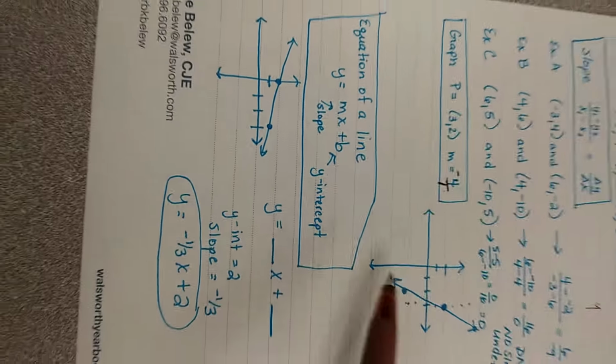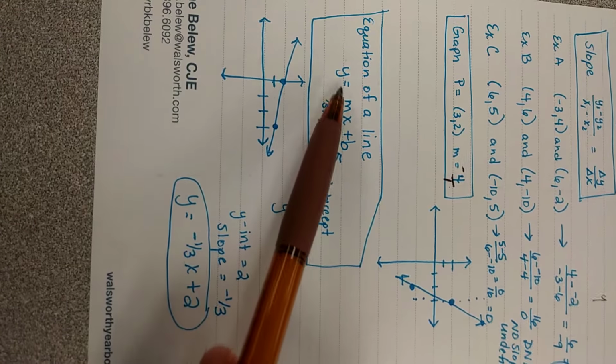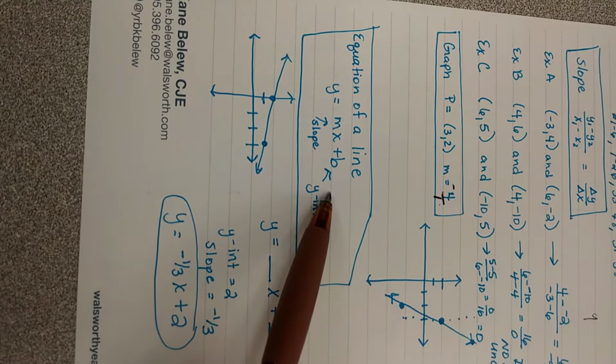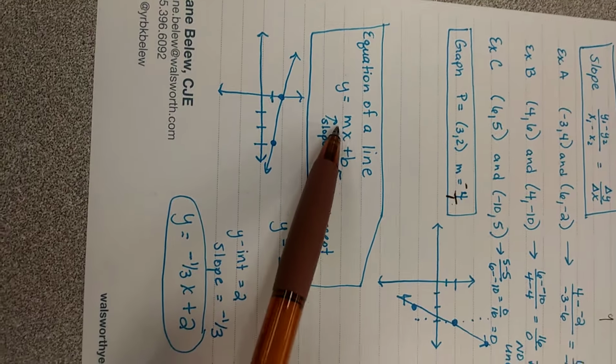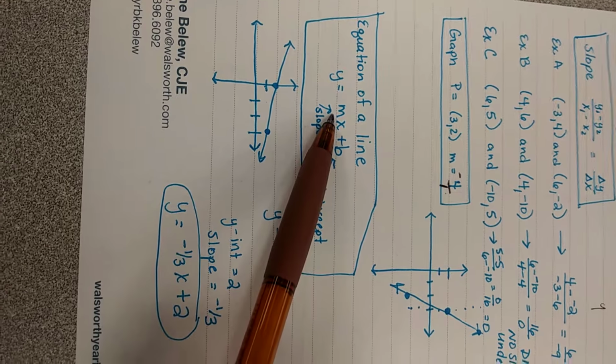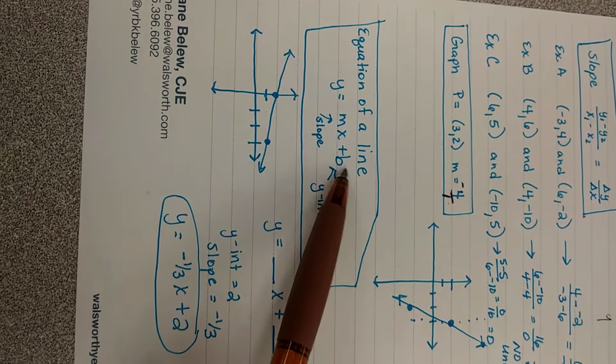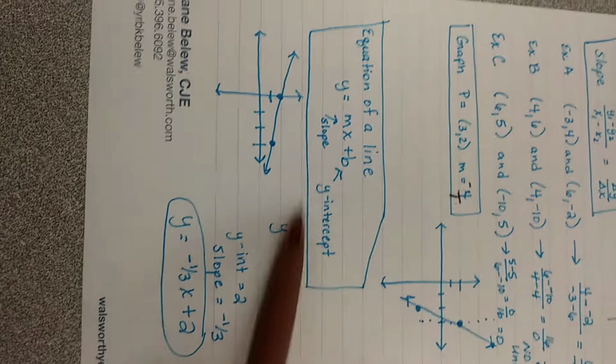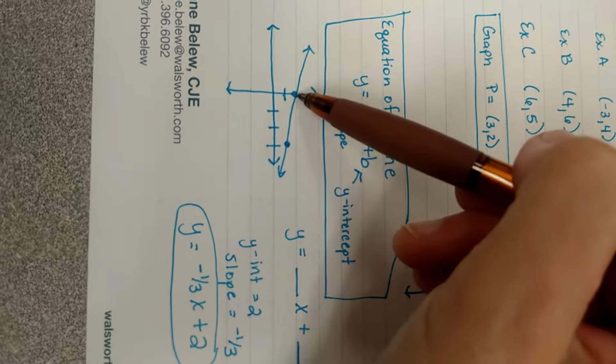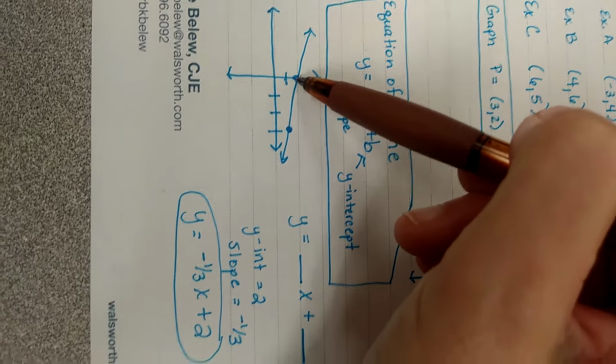Then we talk about the equation of a line. It always looks like this. Always. So the slope is the M. I don't know why they use M for slope, but they always do. And the y-intercept is the B. The y-intercept is just where the graph crosses the y-axis.